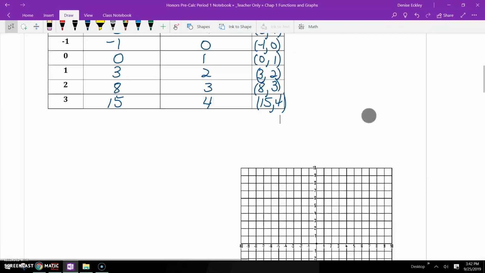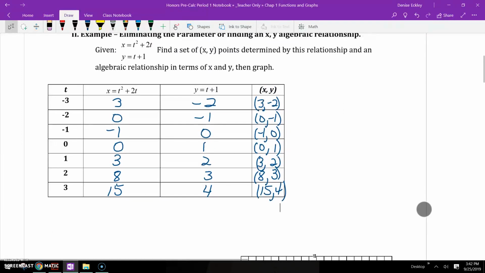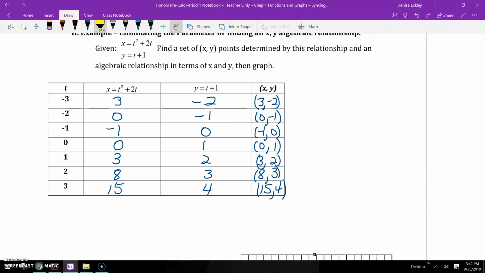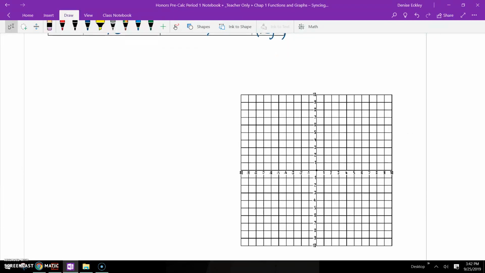So the next thing we're to do is create an algebraic relationship in terms of x and y and then graph. We do that by solving one of the two equations, and it doesn't matter which one, for that third independent variable, t, and then substitute into the other algebraic relationship. So we're really solving a system of equations using substitution. So it works like this. I'll go through the steps.